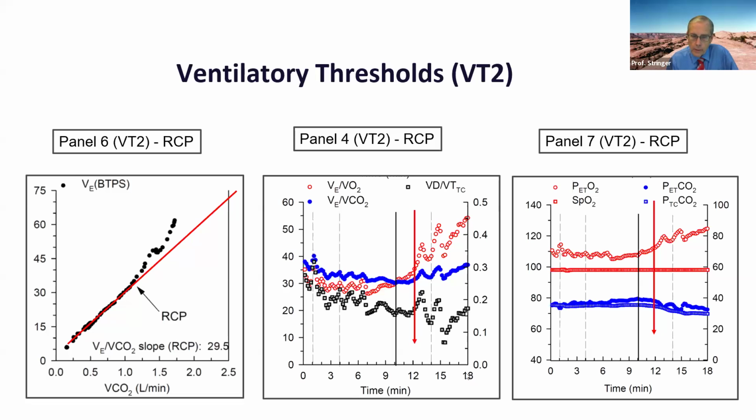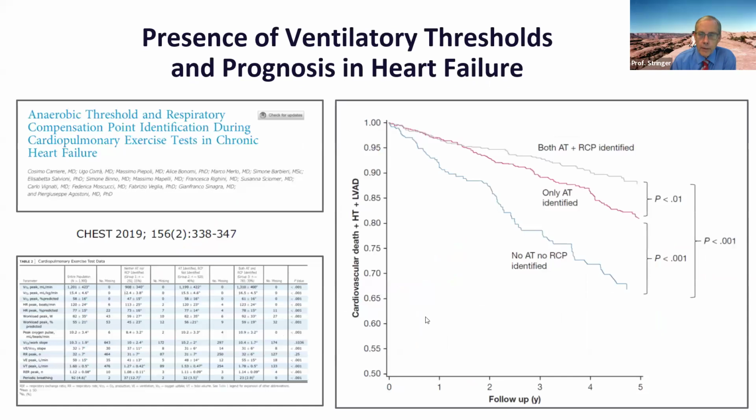And this is the gas exchange method. This is sort of a V-slope method of trying to get a hold of VT1 and VT2. Okay, so who cares, right?